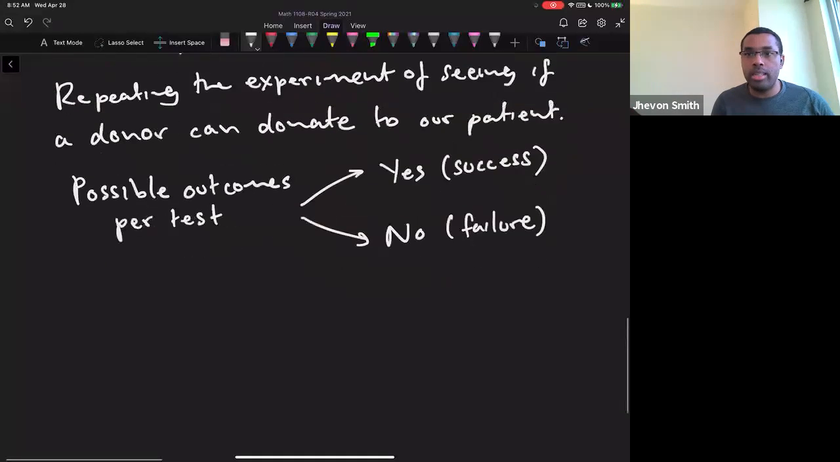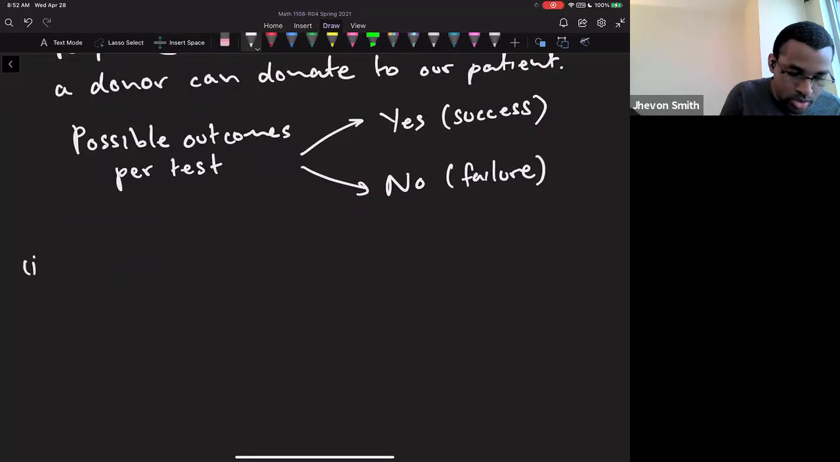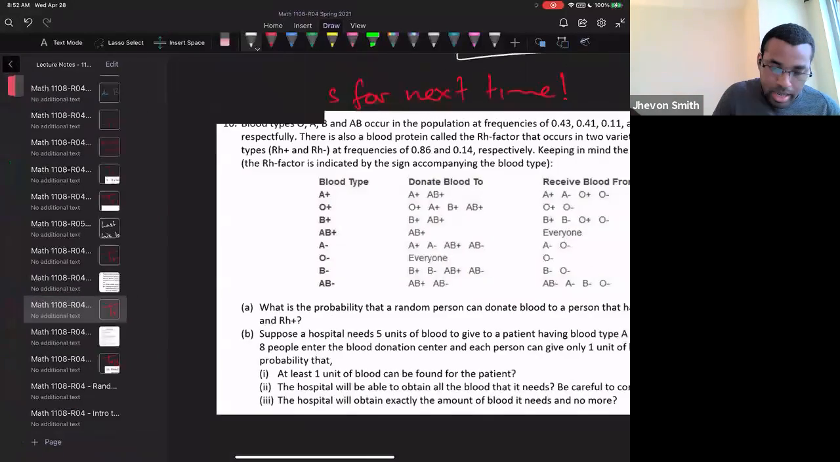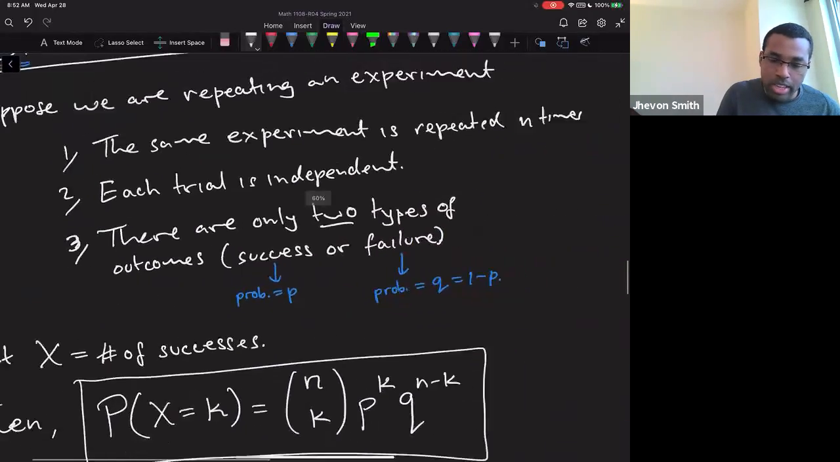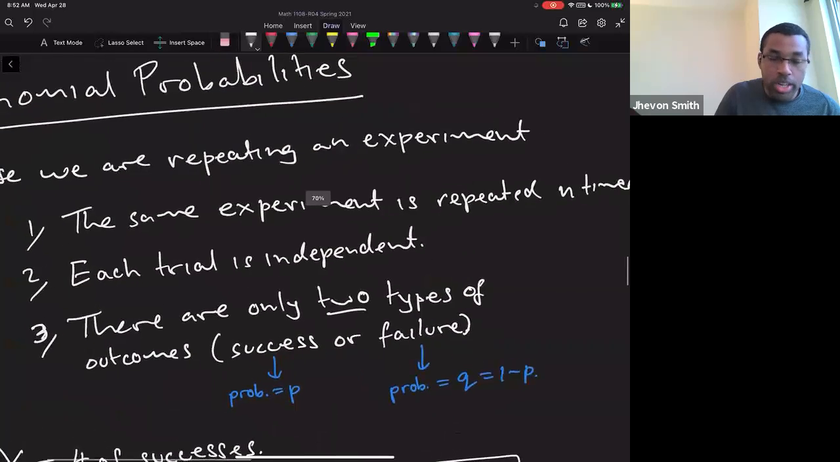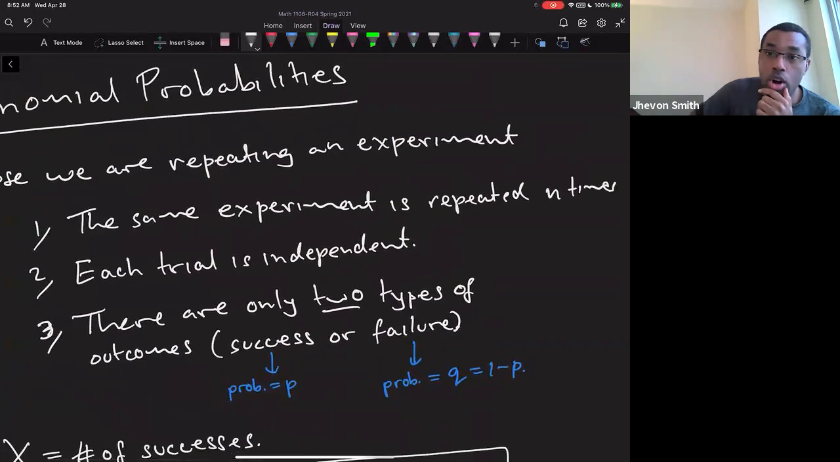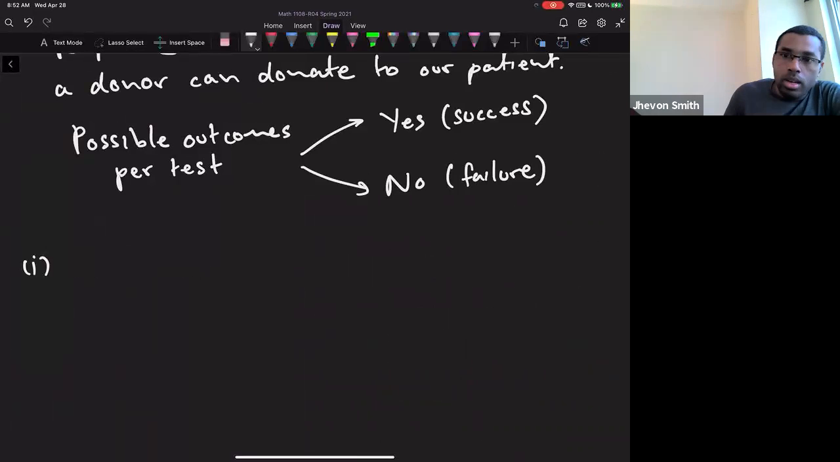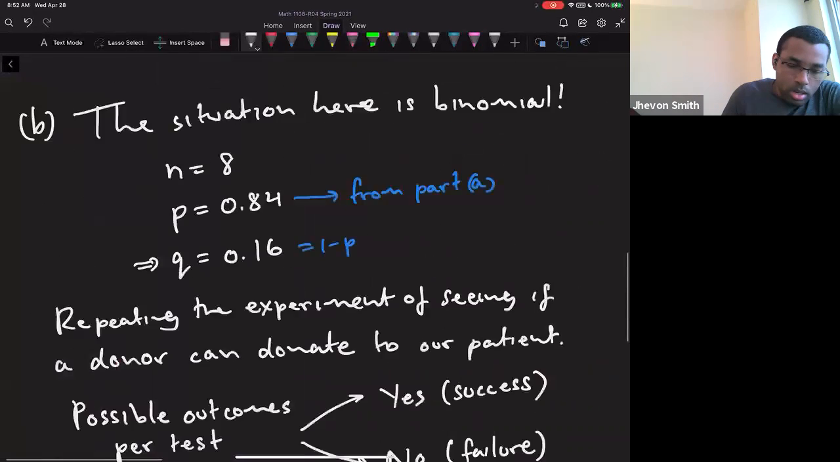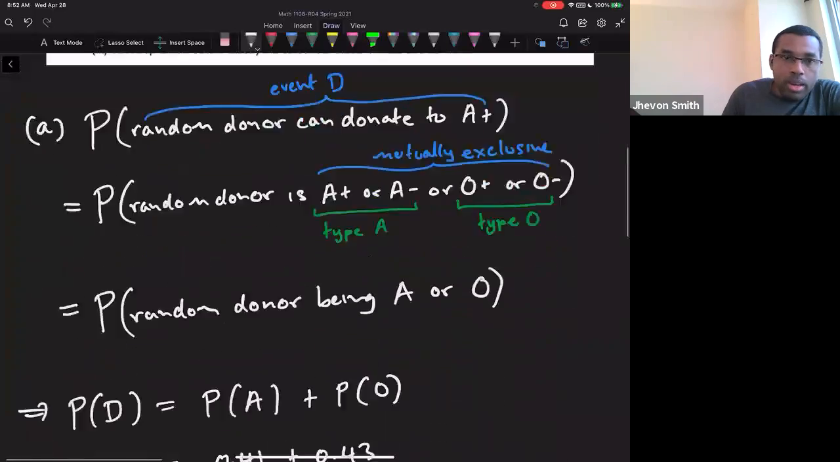So once you realize that this problem is binomial, because of these three things that I mentioned last time, these three situations are something that you're always going to be looking for. The problem that I'm looking at, are these three things satisfied? Repeating the same experiment, each time it's independent, and there are only two possible outcomes per experiment. Then you can think of it as binomial. So now we can do that. Probably at least one can be found.